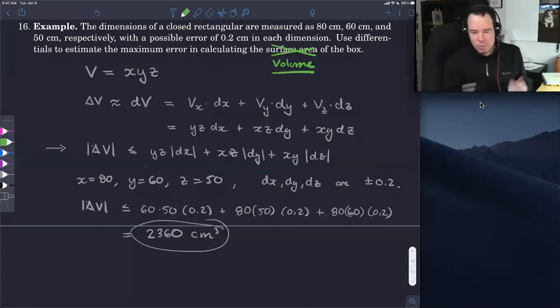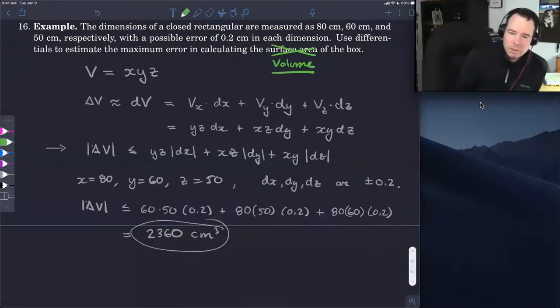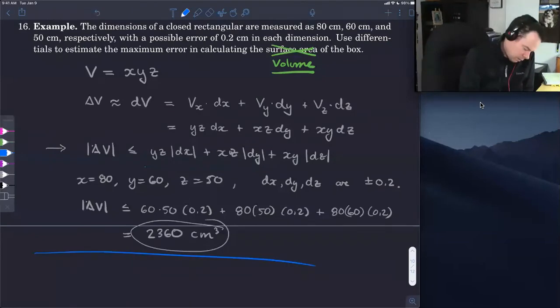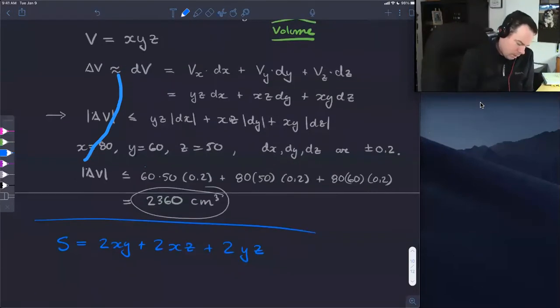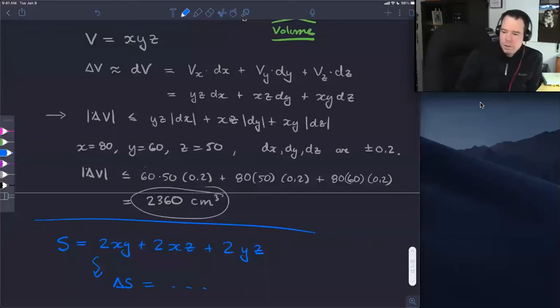And then you can go through and do the similar calculation. So the whole setup is pretty much the same. It's just your function is different. So for surface area, it would be 2xy plus 2xz plus 2yz. And then we'd go ahead and work out what delta S is. And so those would be the partial derivatives times the dx, dy, and dz.